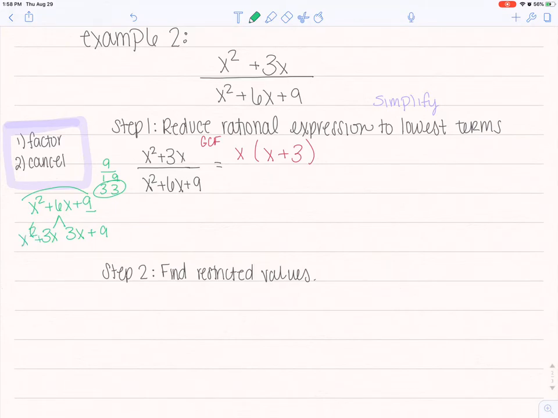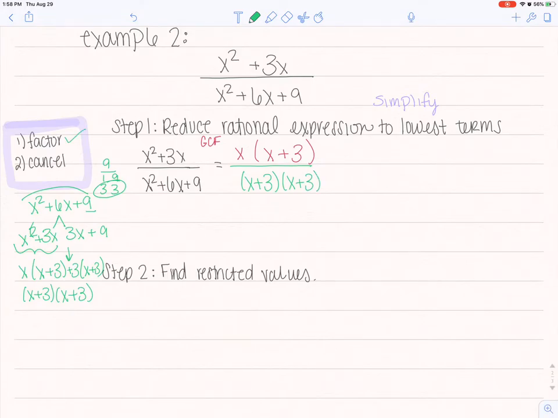Carry everything down. Factor by grouping. Got x plus 3. Bring out a 3. So write down what's being repeated. Write down the leftovers. So there is that denominator factored.